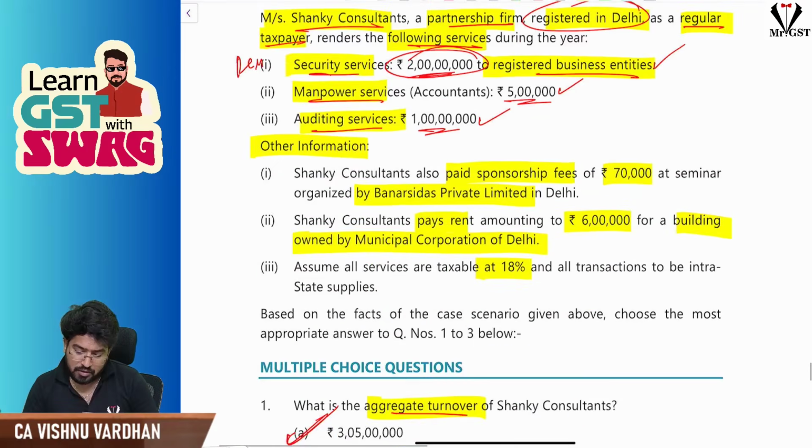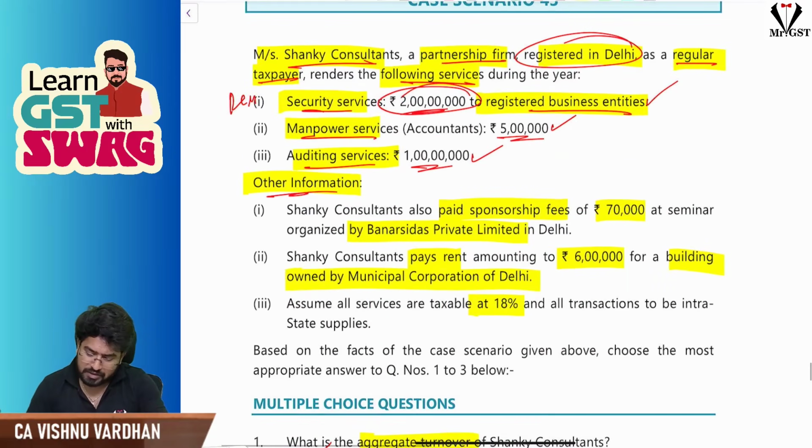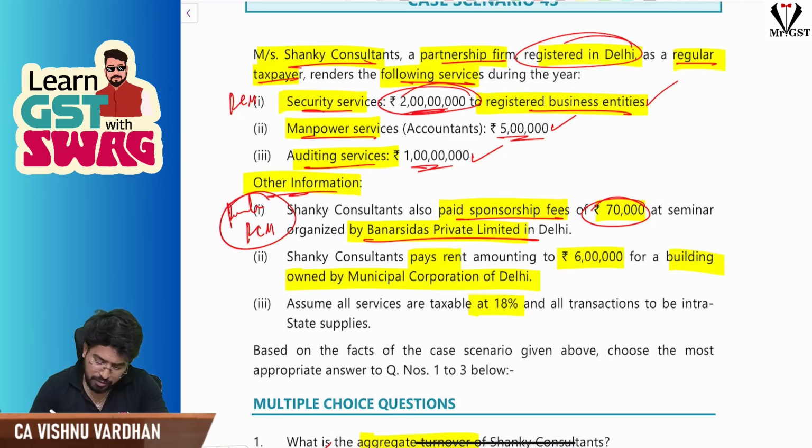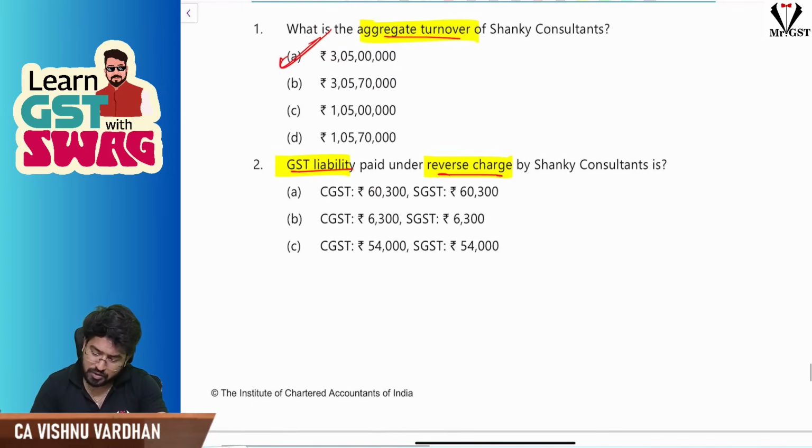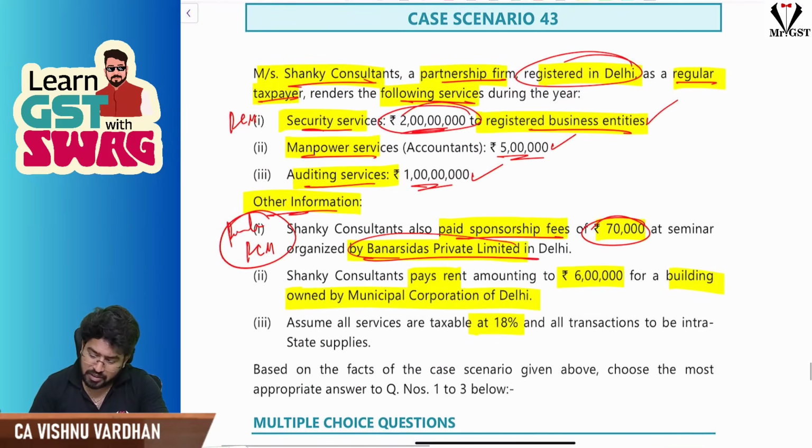Next, other information. This is related to purchases. Shanky Consultants is paying sponsorship fees 70,000 to Banarsi Das Private Limited. So this is a purchase. But the interesting point is here RCM will not come into picture. There is a question on GST liability on RCM by Shanky Consultants. So this is not RCM because the supplier here is Banarsi Das Private Limited, which is a body corporate. Supplier should be any person other than body corporate. So here RCM will not come into picture.